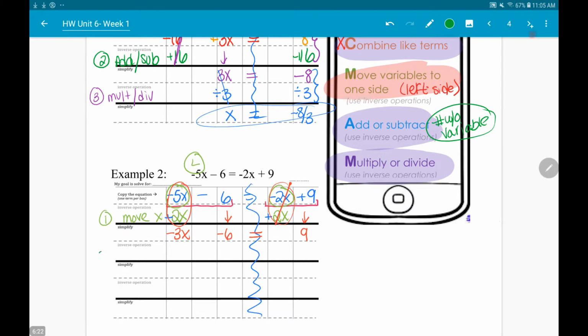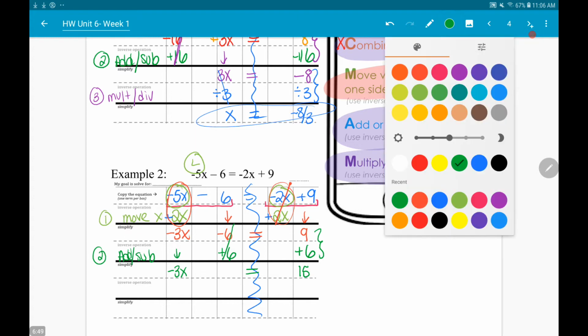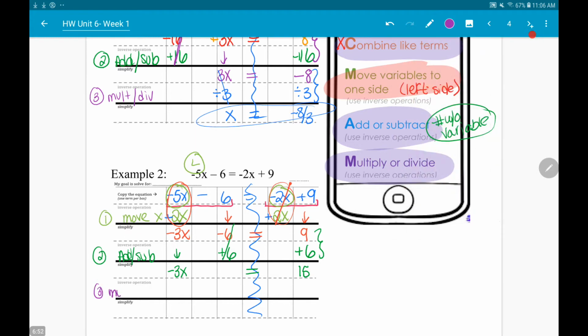All right, what's going to be next? I did the M, so now I'm going to do my A, which is add or subtract. Remember, numbers without the variable. I see a negative 6, so I'm going to do the opposite, which is positive 6. Bring this down. They cancel because they're opposites and inverses. And my 9 plus 6 I solve. Okay, last step, multiply or divide. So I'm going to divide by my negative 3. And I get x equals, solve, negative 5.